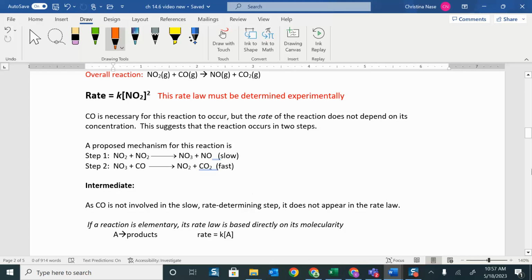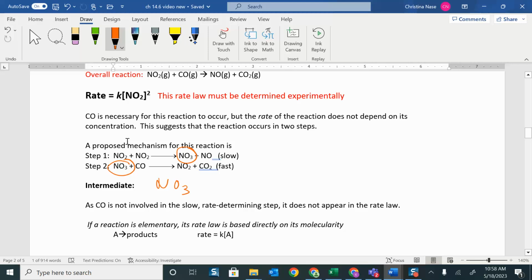The intermediate in this case, let's see, can we find the intermediate in this reaction? Looking at my products, I've got NO3 here. That's the product there. I've got NO3 as a reactant. So NO3 is going to be our intermediate for this case. So NO3 is our intermediate.